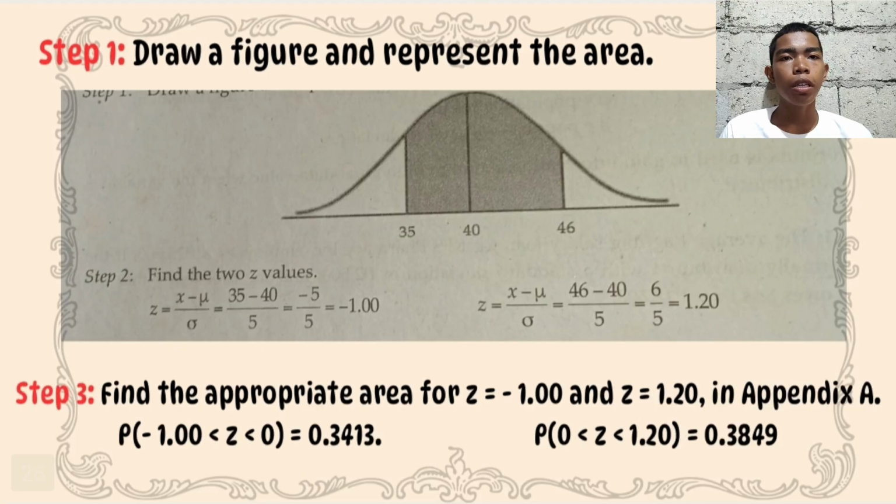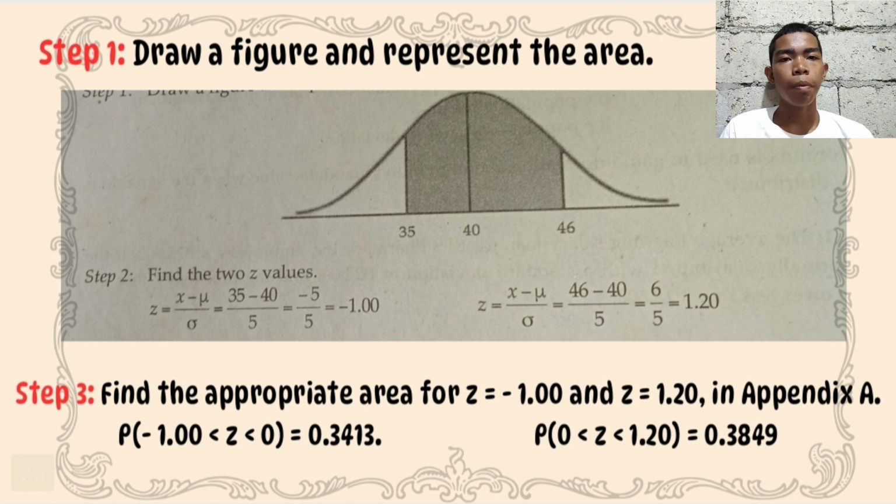Step 1. Draw a figure and represent the area. Step 2. Find the two z values. z equals x minus the population mean over the population standard deviation, equals 35 minus 40 over 5, equals negative 5 over 5. Then the answer would be negative 1. So the second z value is 46 minus 40 over 5 equals 6 over 5. Then the answer would be 1.20.